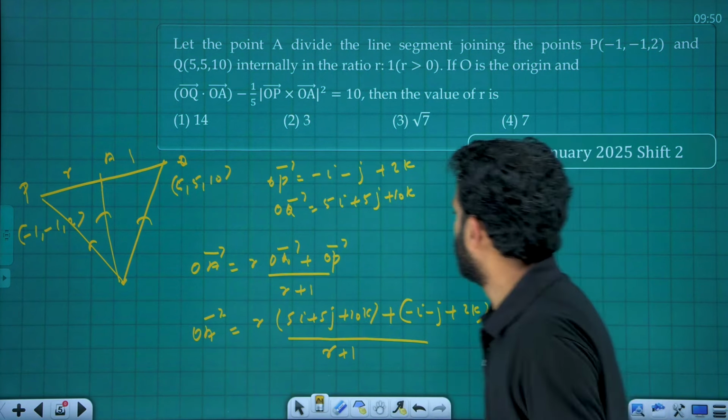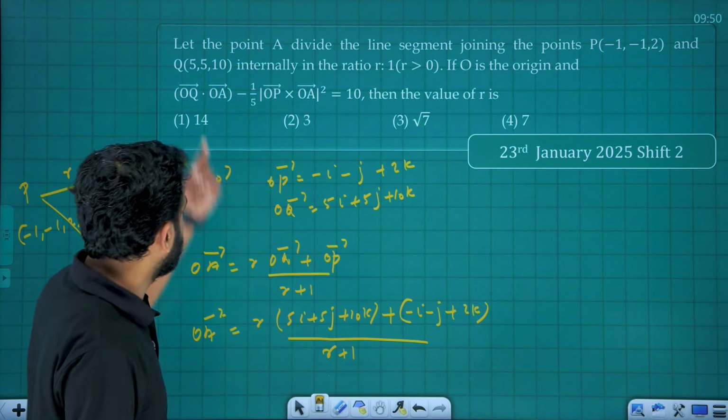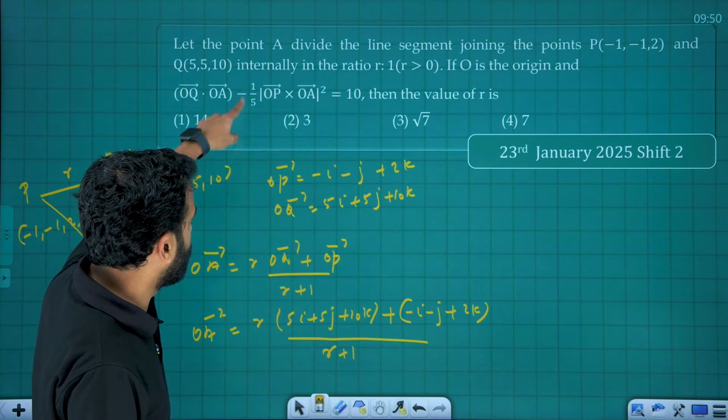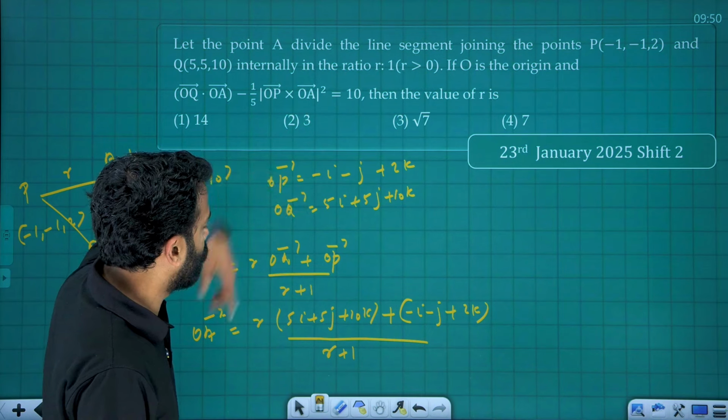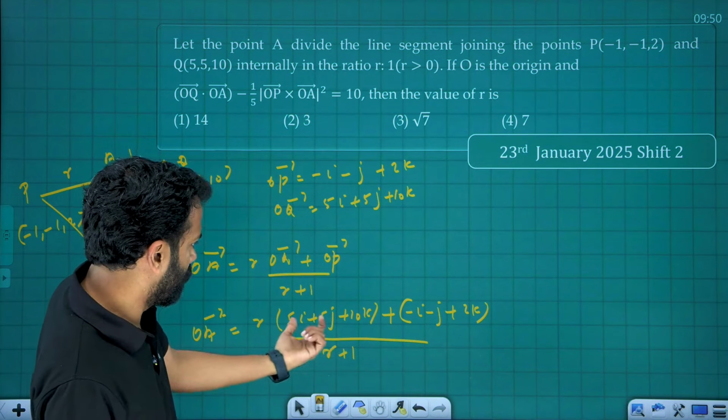So, I think it's done. Okay, we got vector OA. Let's figure out this first. Vector OQ dot vector OA minus 1 by 5 into vector OP cross vector OA the whole square, which is equal to 10. Okay, let's formulate this.